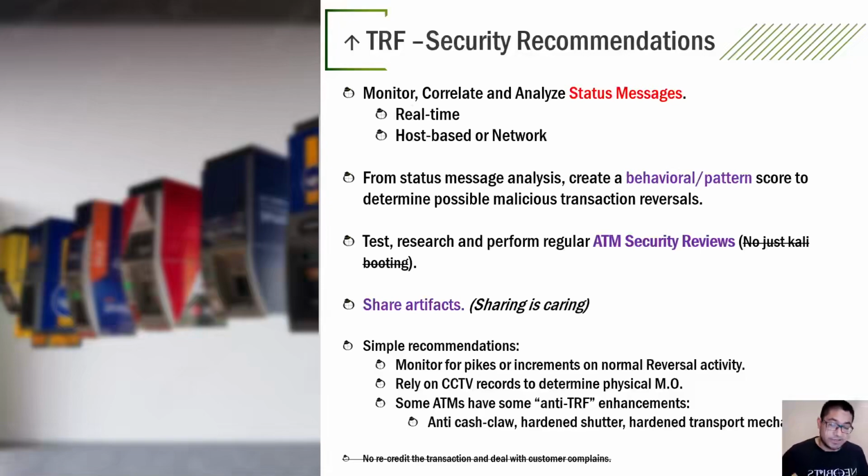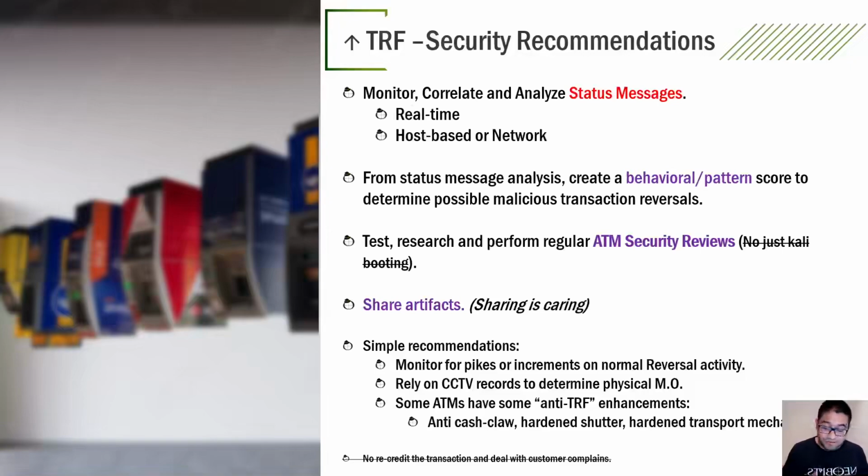And also I have heard that some ATMs have some anti-transaction reversal fraud enhancements. So for example, they have some anti-cash trapping device, so they will not be able to do that attack. And they have hardened the shutter, they have hardened the transport mechanism. The truth is that I don't know, I haven't seen this in the wild.